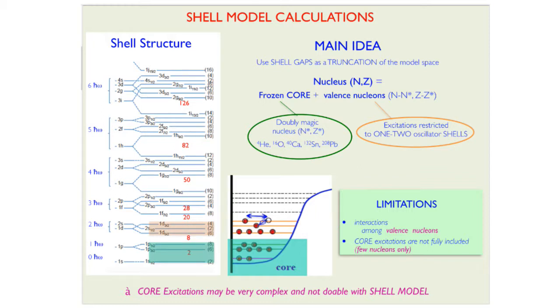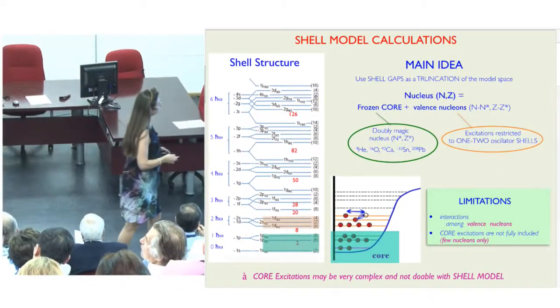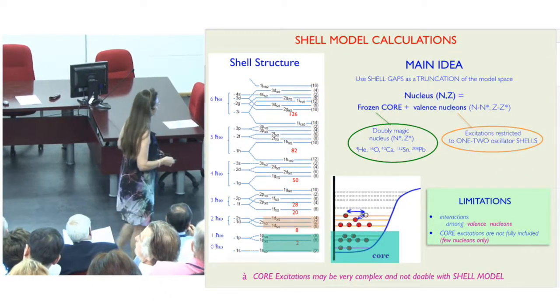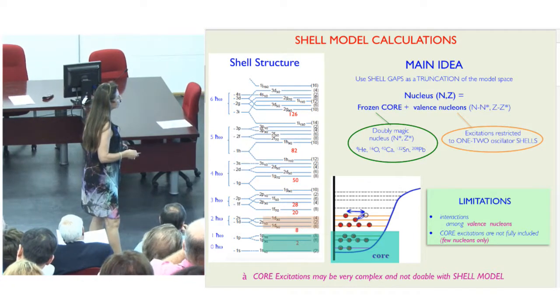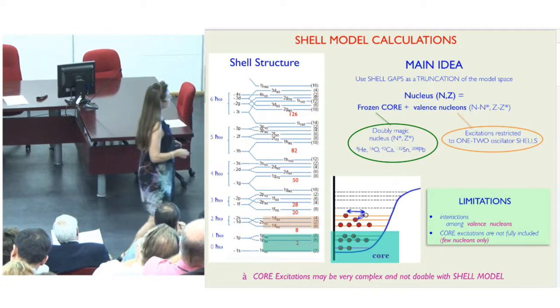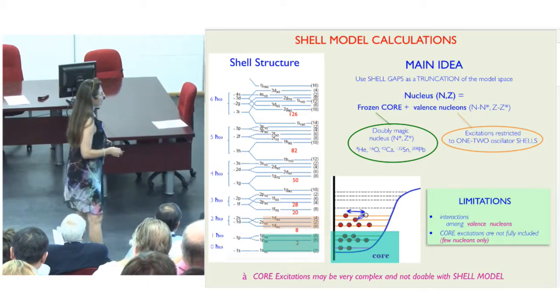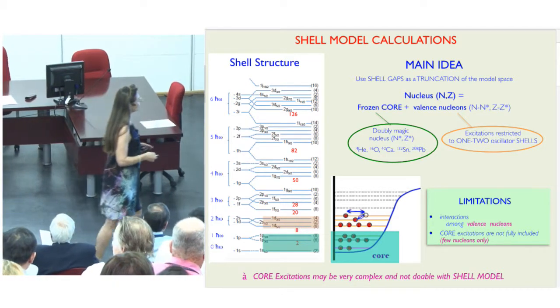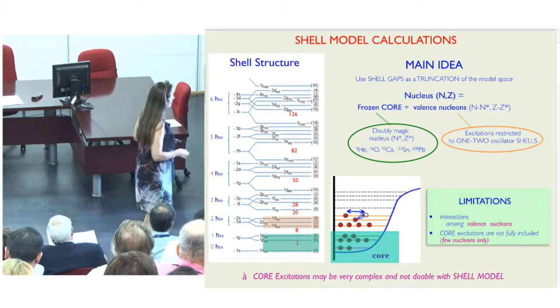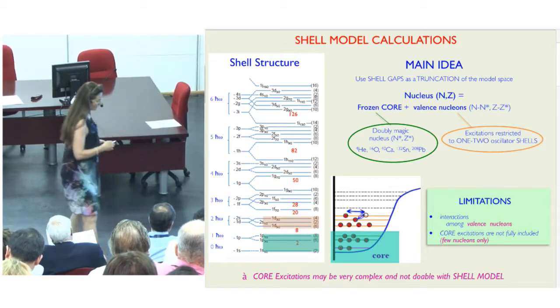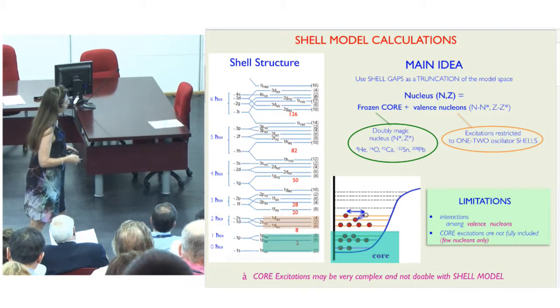And these are usually extended over one or at most two major oscillator shells, depending on the mass we are dealing with. And we see immediately the limitation, because this is very nice for interaction among nucleons, but when one has to deal with core excitation, especially complicated core excitation involving many nucleons at the same time, these types of excitations are not considered in the shell model description.